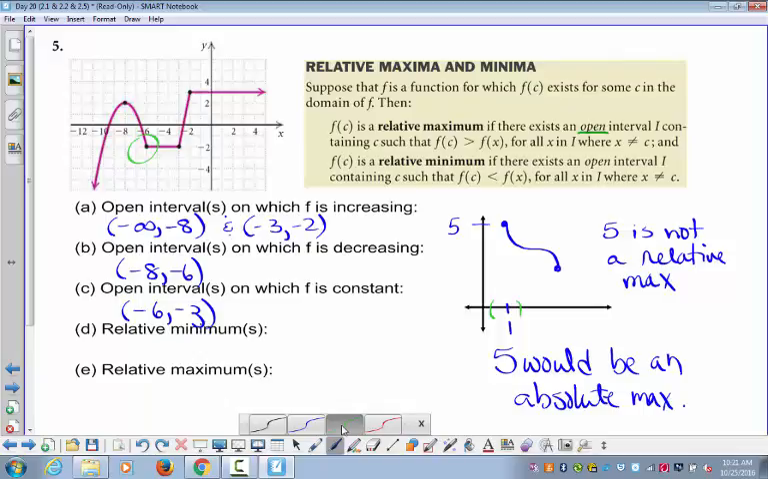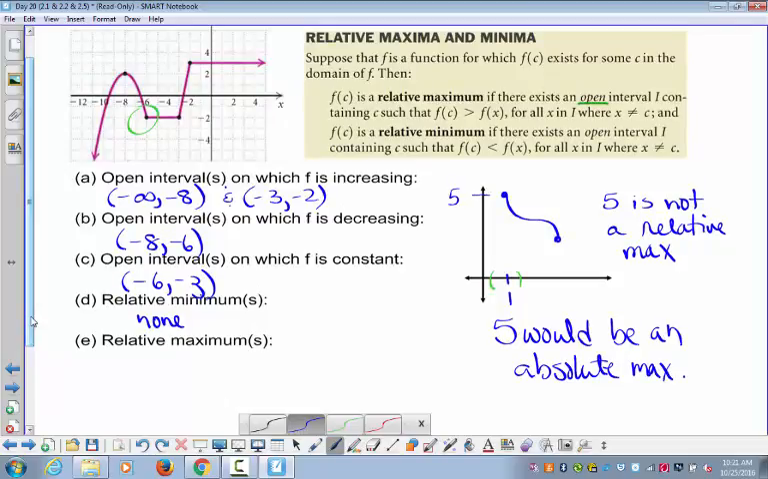Okay, so relative min, not there. Any relative mins? None. Relative maxes. So certainly we have a classic relative max there, max of 2. And that's occurring at x equals negative 8. Another candidate would be right there. But we conclude that it's not a relative max because it's not sitting above its neighbors. It's sitting above some of the neighbors, but then it's equal to the others. So not a relative max.